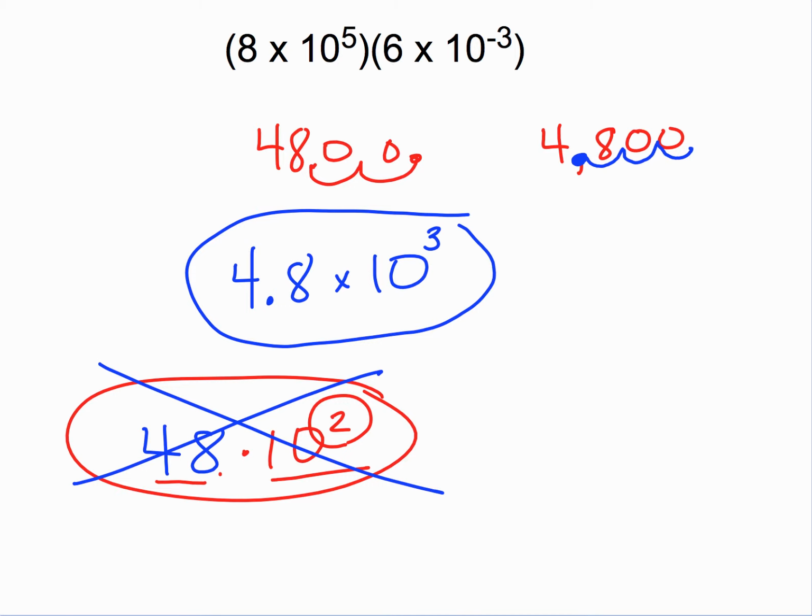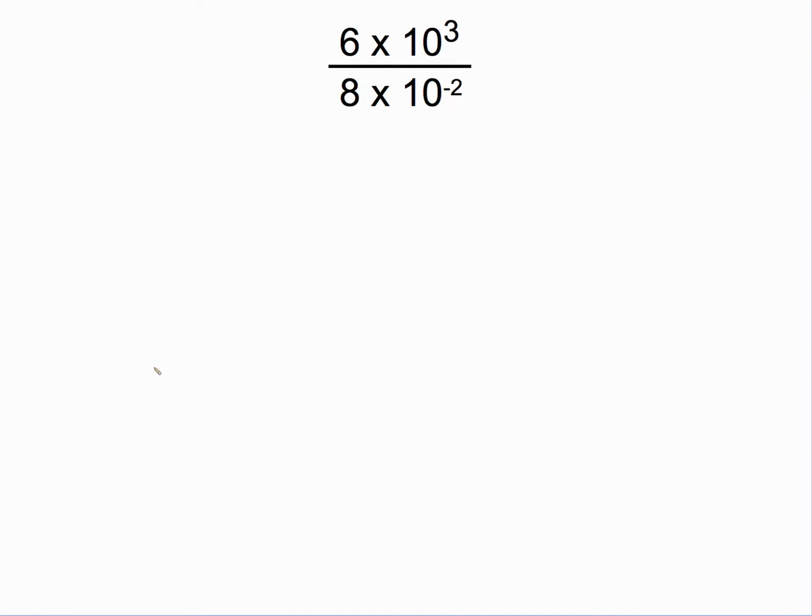Now let's take a look at an example using division. 6 times 10 to the 3rd divided by 8 times 10 to the negative 2nd power. First, we are going to divide these two numbers. So 6 divided by 8. Quick review of long division. How many times does 8 go into 6? It doesn't, so I put a 0. In order to add another 0, which I need here, I have to put my decimal.